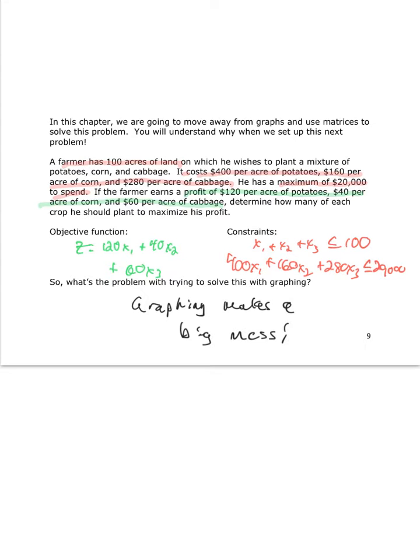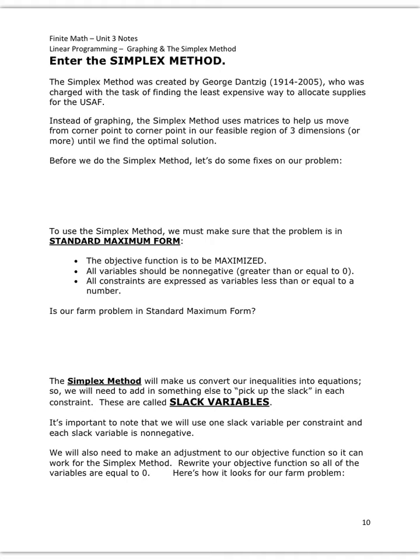What we're going to do is look at this thing called the simplex method. The simplex method, as I mentioned in class, was created by George Dantzig, who was really, really smart. He was awarded the National Science Medal by President Ford in 1975 for his work on helping to allocate resources for the Air Force. A Stanford mathematician, just a really brilliant man.